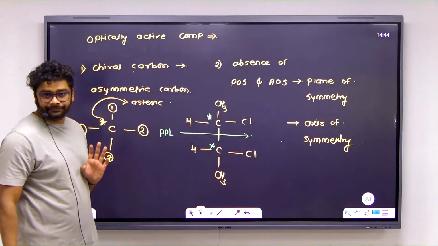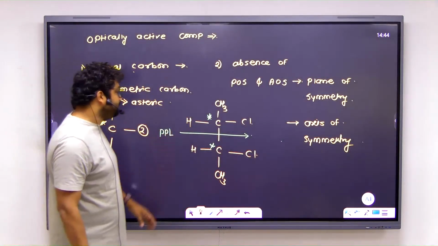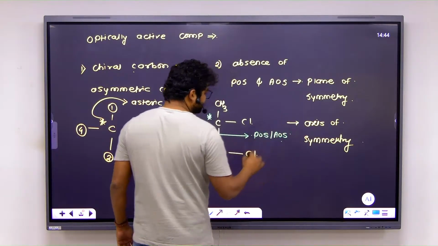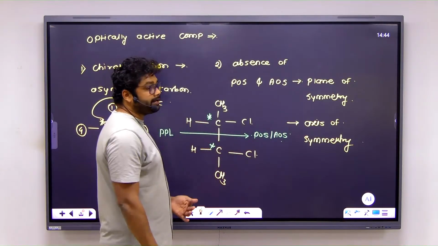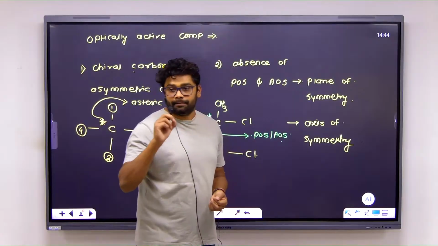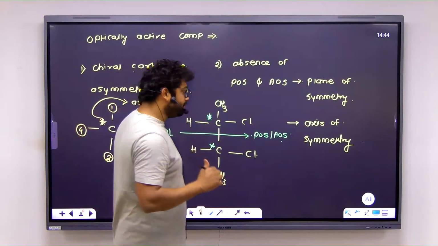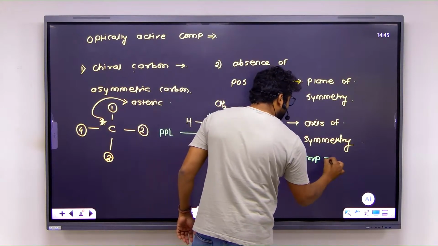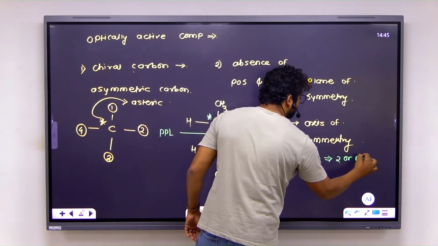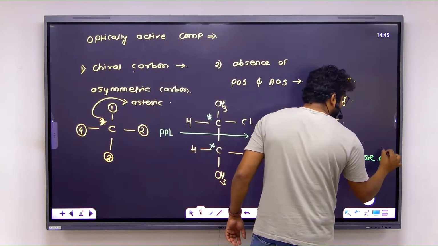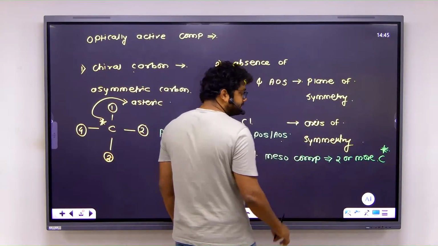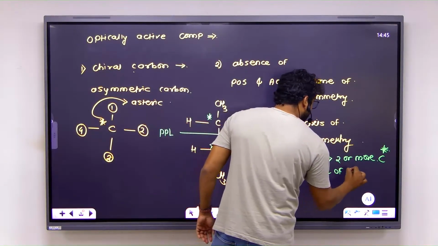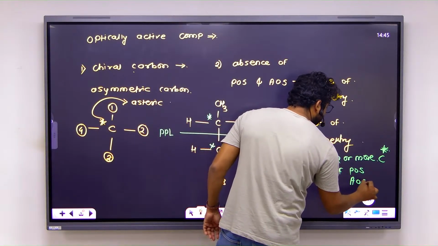A center, right? And such a compound with the POS, such a compound with the AOS, having 2 or more chiral carbons, is known as a meso compound. What do you call it? Meso compound. So the meso compound is that compound which has 2 or more chiral centers, and it has a presence of POS or AOS.